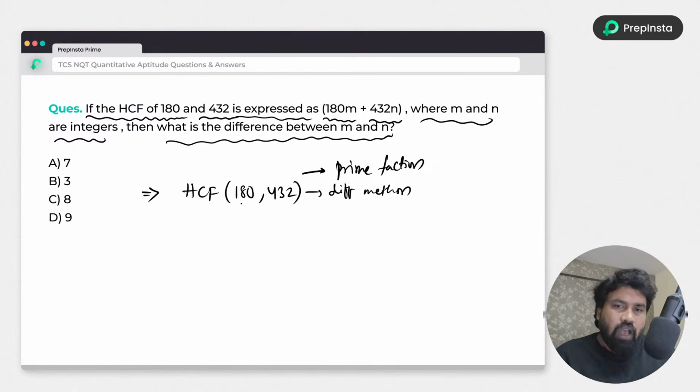For example, I will take the difference of these two numbers. What is the difference between 180 and 432? The answer is 252 is the difference. So again, what is the difference between 252 and 180?